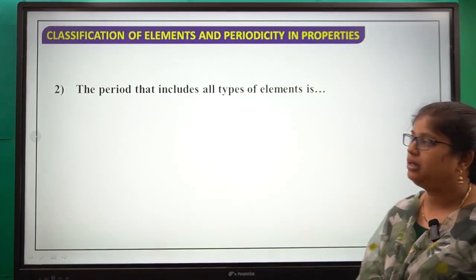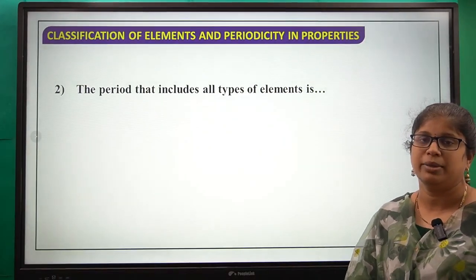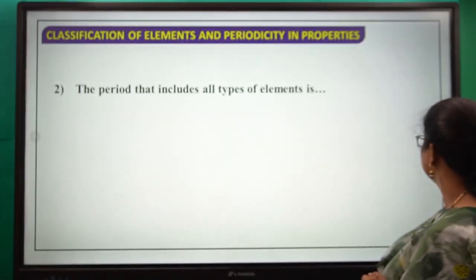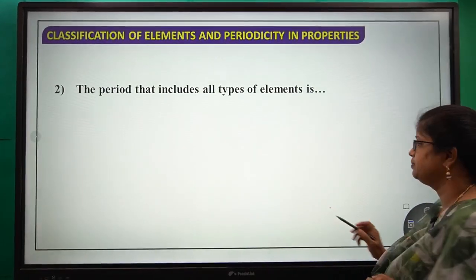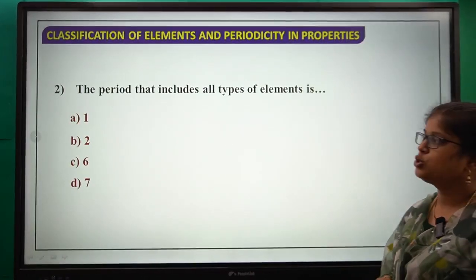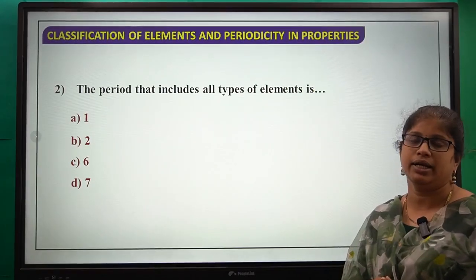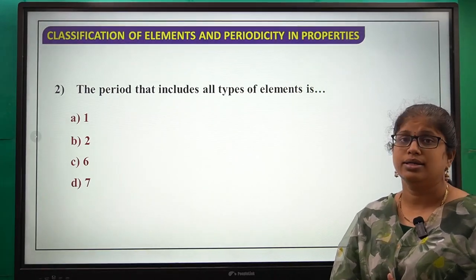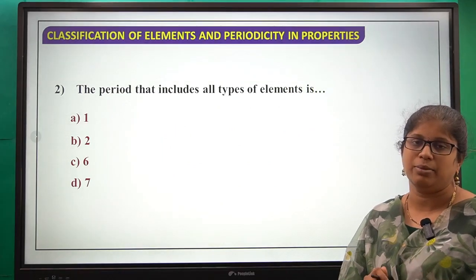Next, the period that includes all types of elements, all types means S block elements, P block elements, D block elements, F block elements, and metals, non-metals, metalloids. So which one is having all types of elements? First period, second period, sixth period, seventh period. So we know that first period contains only two elements, hydrogen and helium. Second period contains lithium, beryllium, next boron to neon. But sixth period contains all elements like representative elements, transition elements, inner transition elements.